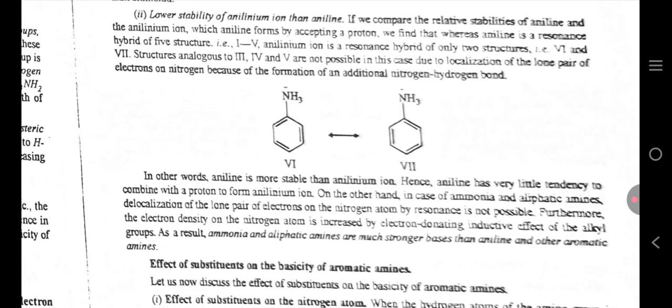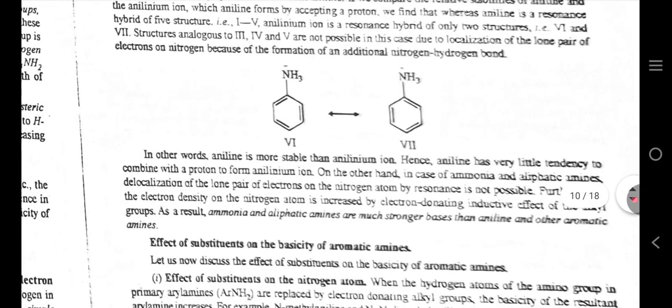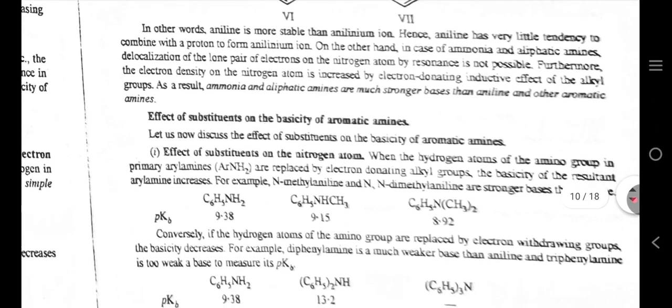Lower stability of anilinium ion than aniline. If we compare the relative stabilities of aniline and the anilinium ion, which aniline forms by accepting a proton, we find that whereas aniline is a resonance hybrid of 5 structures, anilinium ion is a resonance hybrid of only 2 structures. Structures analogous to third, fourth, and fifth were not possible in this case due to localization of the lone pair of electrons on nitrogen because of the formation of an additional nitrogen-hydrogen bond. In other words, aniline is more stable than anilinium ion, hence aniline has very little tendency to combine with the proton to form anilinium ion.